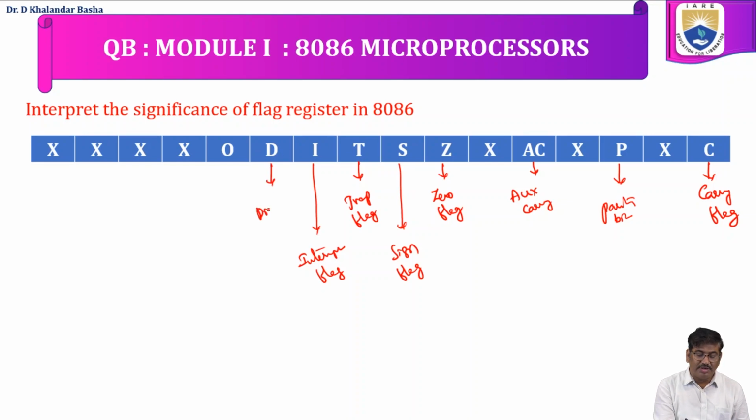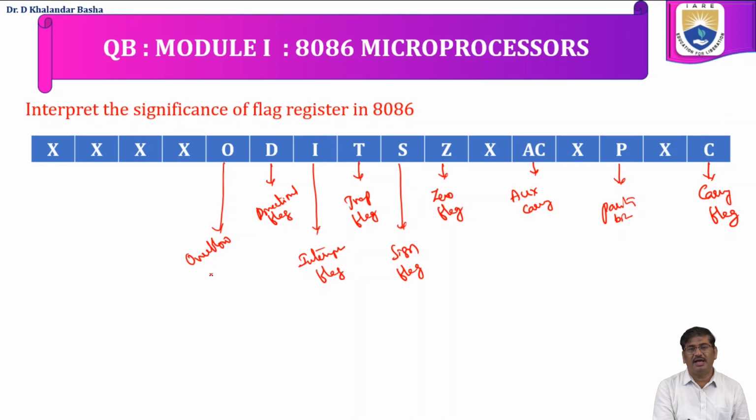The next flag is the direction flag, which is mainly used for string manipulation instructions, to decide how we want to process the strings, whether from lower address to higher address or higher address to lower address. So for string manipulation instructions, we have to modify the direction flag. If the direction flag is equal to 0, then the string manipulation takes place from lower address to higher address. If the direction flag is equal to 1, then the string manipulation takes place from higher address to lower address. The last flag is the overflow flag.